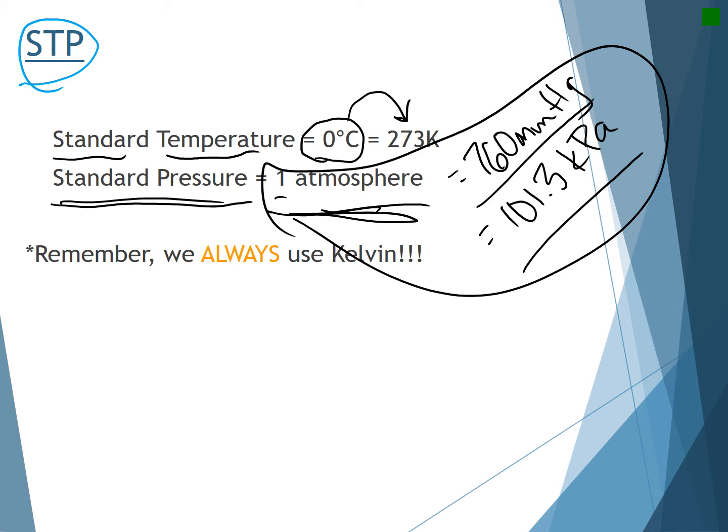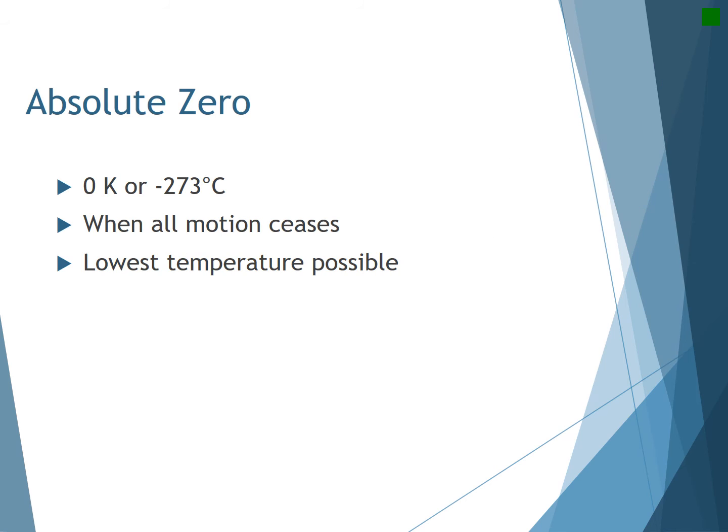Okay, and for all of our calculations, we have to be in Kelvin. So there's this thing called absolute zero. What's crazy is that if you think about temperature, temperature is the measurement of movement. So what happens when all movement ceases? Well, then you don't have temperature, right? Because if you don't have movement, then you can't have temperature. So what is that temperature? Well, it actually does exist. It's known as 0 Kelvin, which is negative 273.